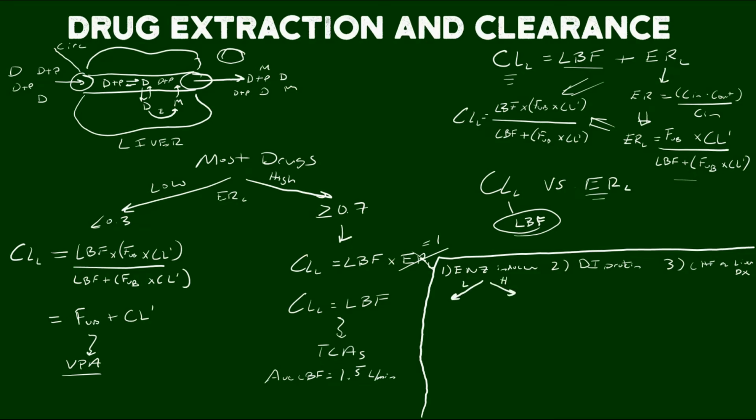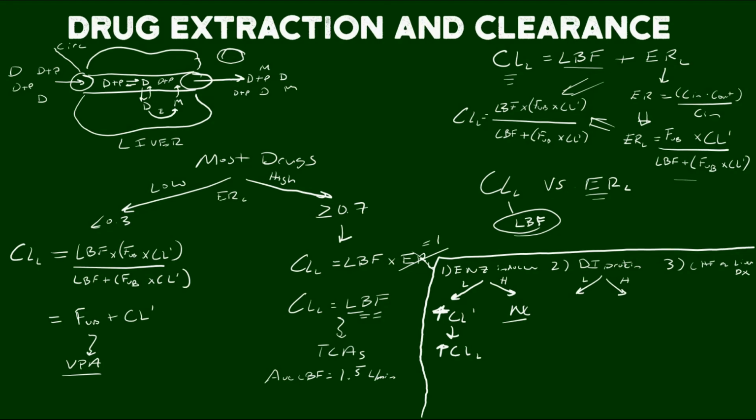So keeping with our low and high diagram over here, what would be the effect of enzyme inducing on a low extraction drug? If you have enzyme induction, you're increasing the intrinsic clearance, right? And therefore, you're going to increase the clearance in the liver. How about in the high extraction ratio? You guessed it, no change, because a high extraction ratio is only dependent on liver blood flow. Now let's look at the second scenario.